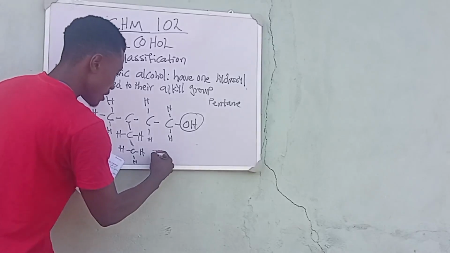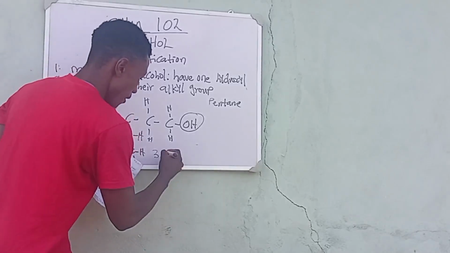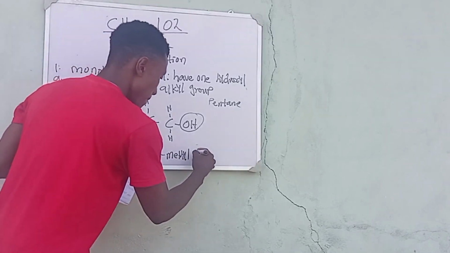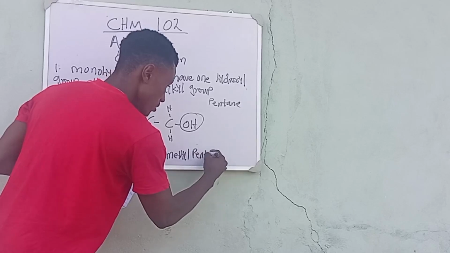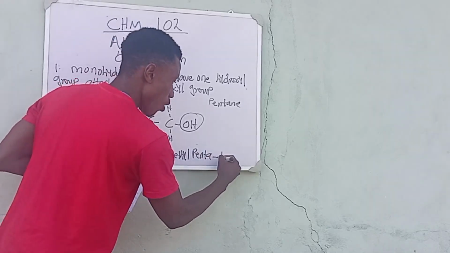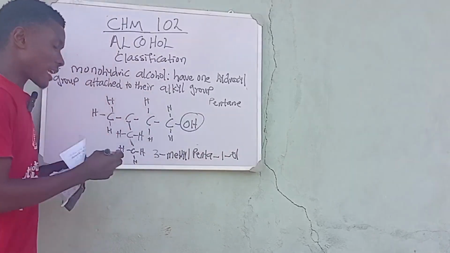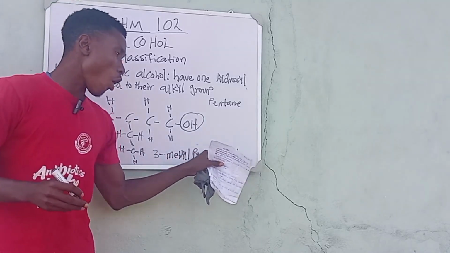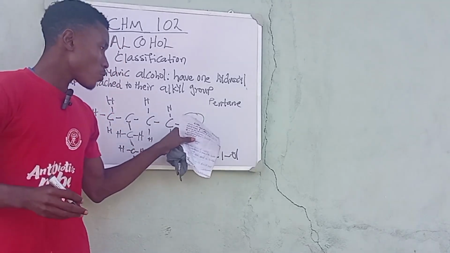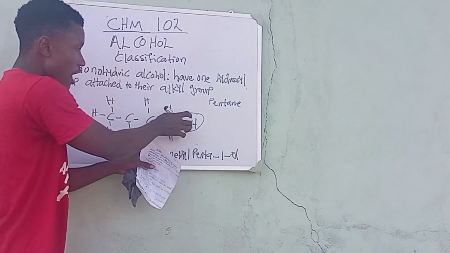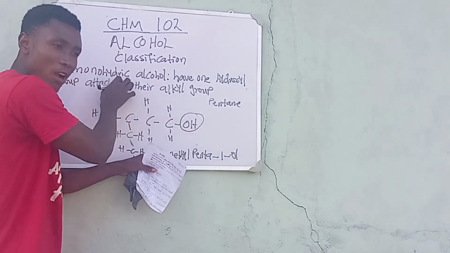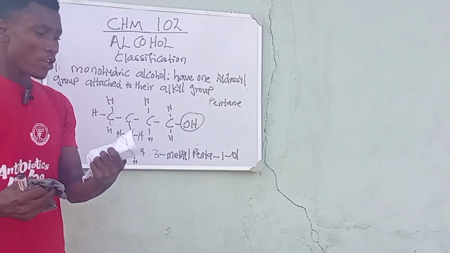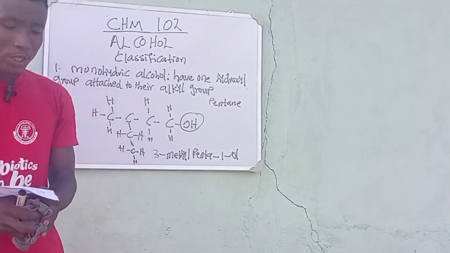3-methyl penta-1-ol. That is basically the name of this compound. It is 1-ol because it is a primary, monohydric alcohol, because it just has 1 OH. As we continue along the line, you will get to understand more of what I am saying.